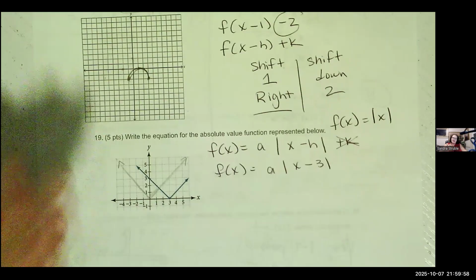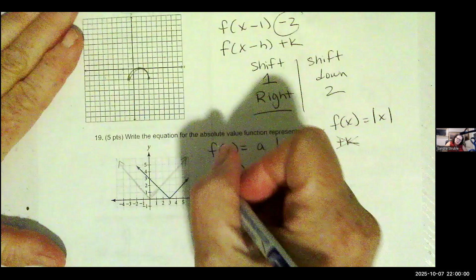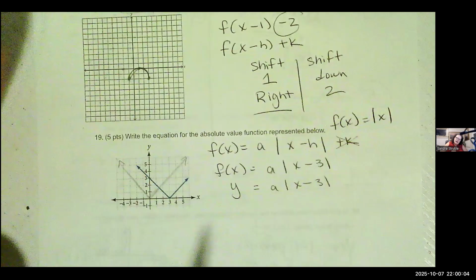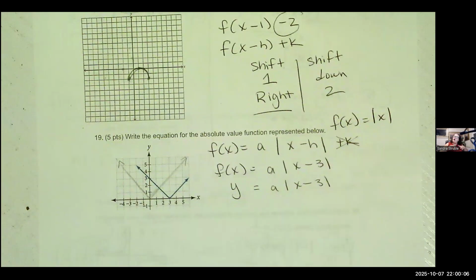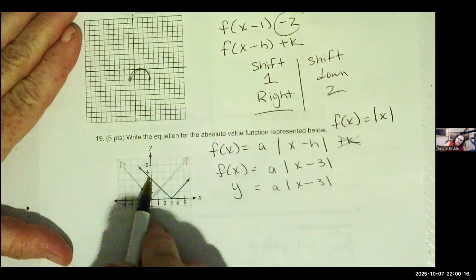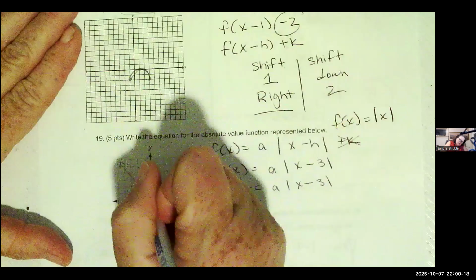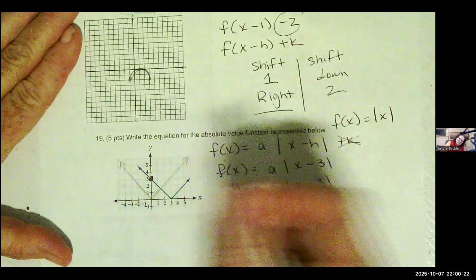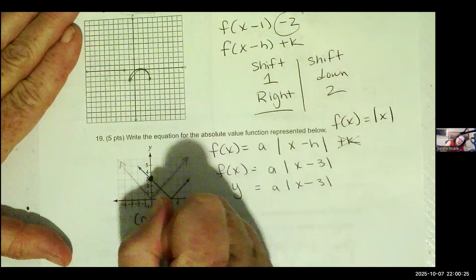To find my a, I like to replace my f of x with y, and now choose any other point on the graph, with the exception of the vertex. Never, never, never choose the vertex. It's going to give you a 1 for a, and that's not going to be helpful. I love the y-intercept. It looks really nice here. It's got a 0, so that makes me happy. So I'm going to use 0, 3.